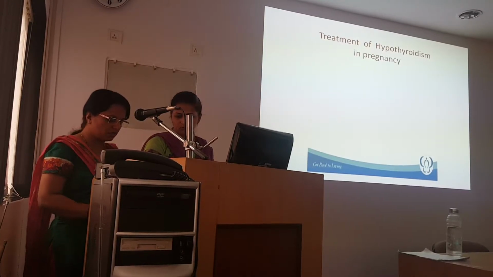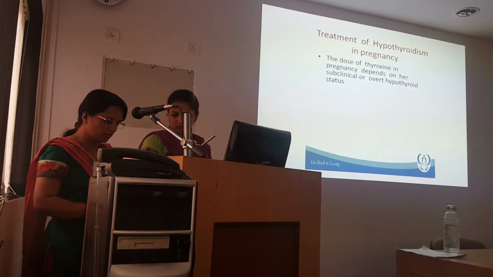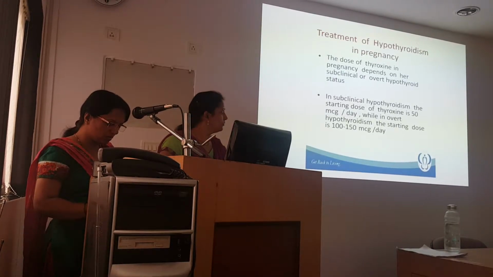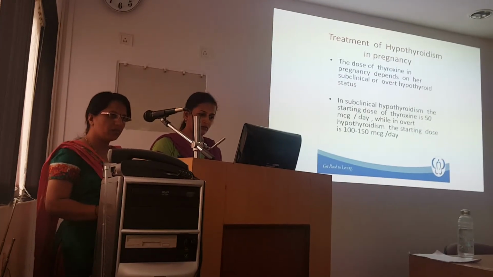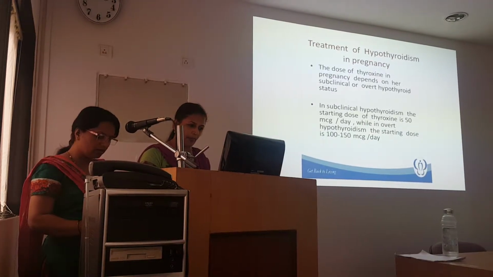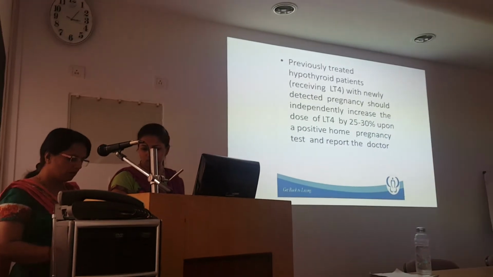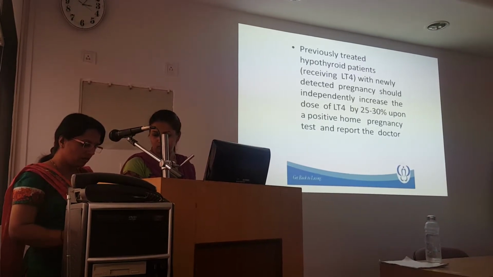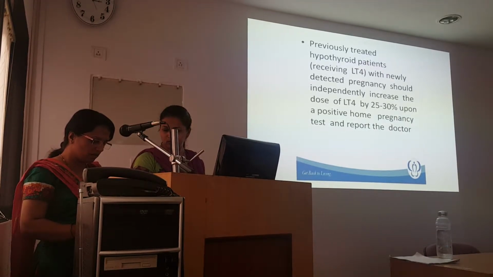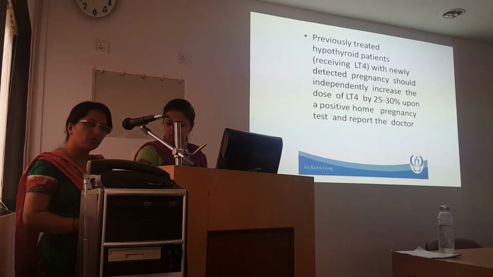So what is the treatment of hypothyroidism in pregnancy? The dose of thyroxine in pregnancy depends on the subclinical or overt hypothyroid status. In subclinical hypothyroidism, the starting dose of thyroxine is 50 microgram per day, while in overt hypothyroidism, the starting dose is 100 to 150 microgram per day. Previously treated hypothyroid patients with newly detected pregnancy should independently increase the dose of levothyroxine by 25 to 30% upon a positive home pregnancy test and report to the doctor.